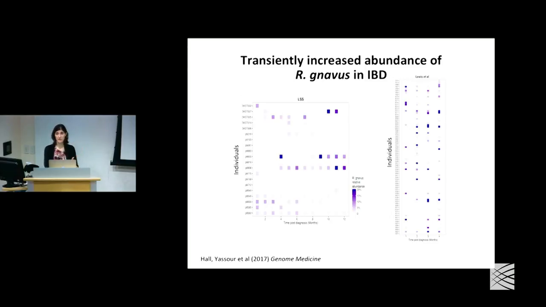If we had only 16S sequencing data, we wouldn't detect this, because Ruminococcus navis is one of the microbes that is very hard to classify by 16S. So because we had metagenomic data, because we had longitudinal data, we were able to see that navis was peaking during disease. In some cases, we saw that peak corresponded with an increase in disease activity.